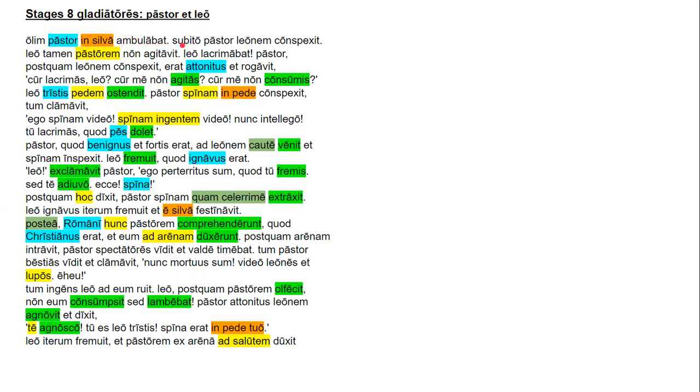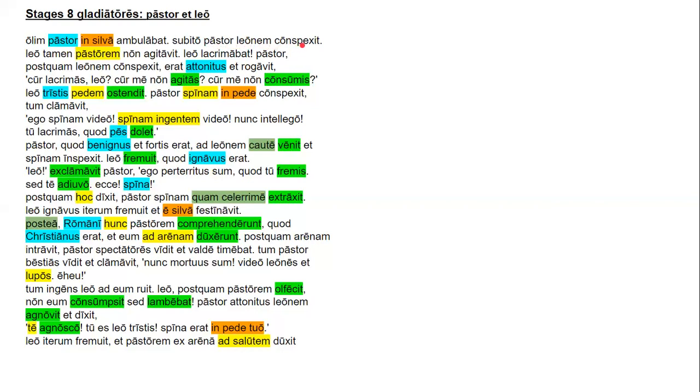Okay, next sentence. Subito, pastor leonem conspexit. All right, so subito, we've got another adverb here. It means all of a sudden or suddenly. Pastor, another nominative subject, means obviously shepherd still. And then leonem. So we know that leo is another third declension word. Leonem, therefore, with that m ending, has to be an accusative. So whatever the verb is, which we're going to get to in a second, the pastor is doing it, and the leonem is receiving the action.